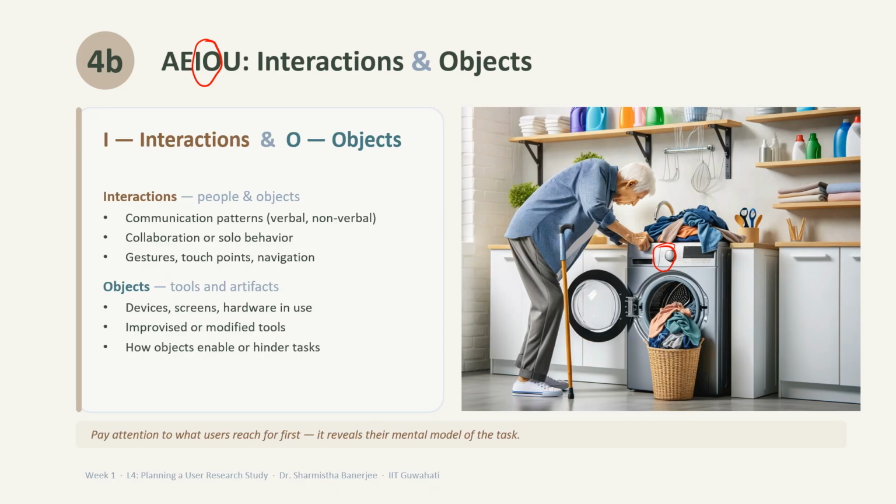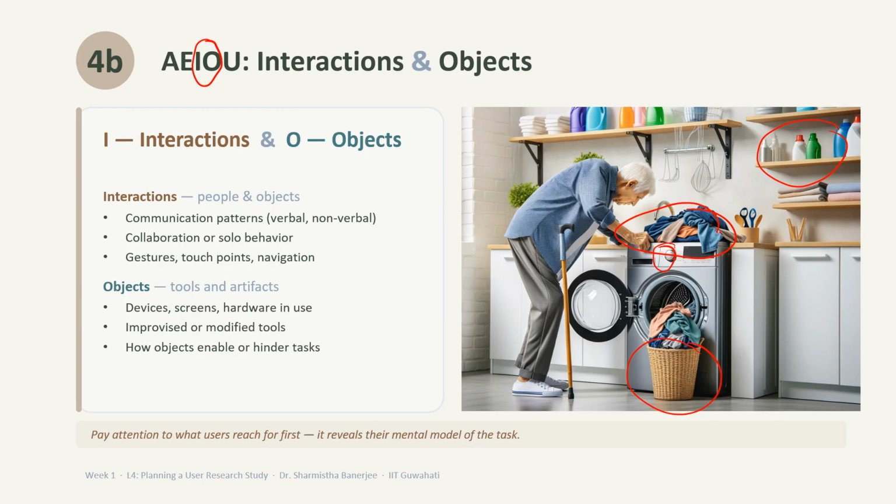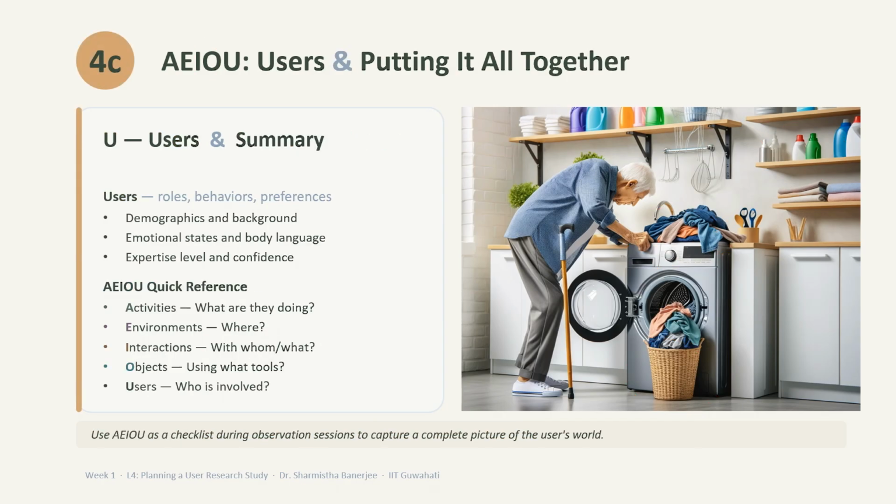The objects are all the tools and artifacts that he is using. So the basket is one of the tools that he is using. The top of the washing machine is one of the tools. The detergent bottles, the way they are designed, their handles, they are all tools. So they are all devices, screens, hardware in use. They might be meant for the same purpose, or they might have been improvised by the user to be used in this particular context. So you have to study how objects enable or hinder the task.